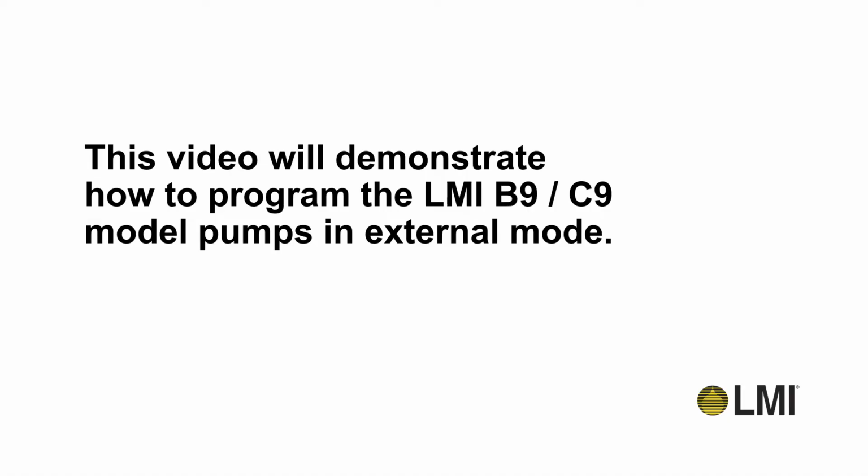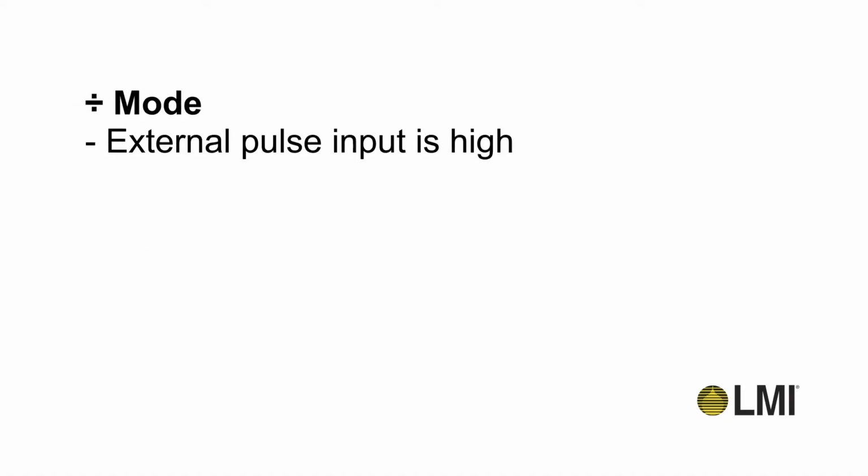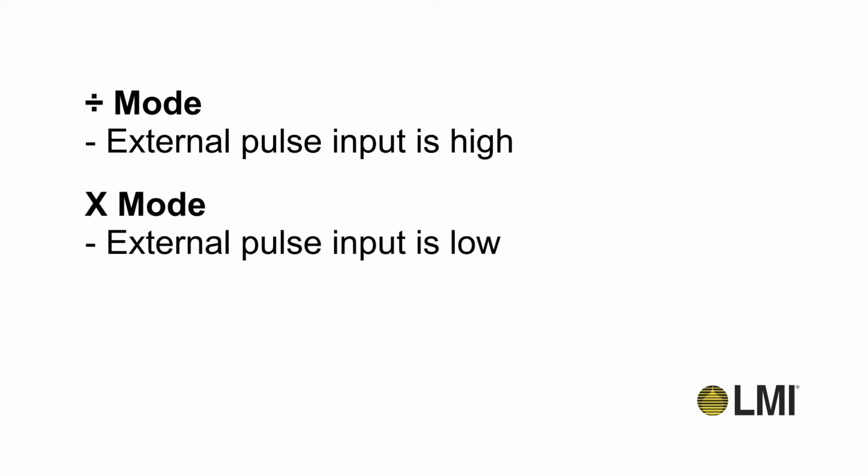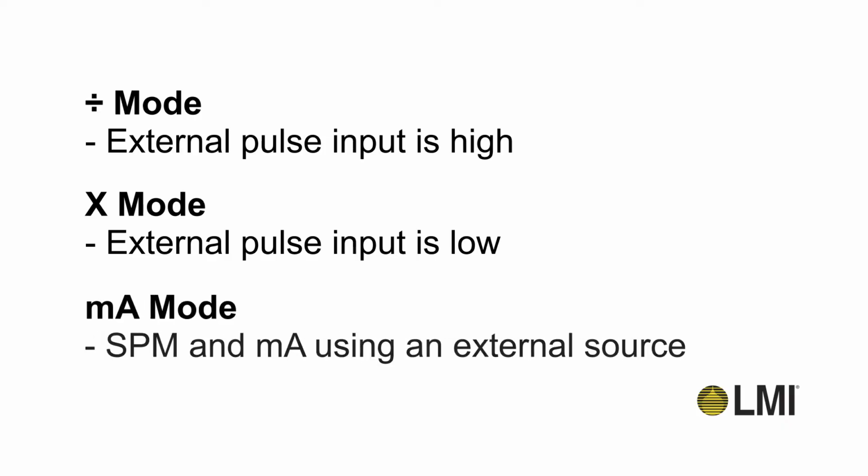External mode programming options include divide mode. Use the divide mode when the external pulse input is high. Multiply mode. Use the multiply mode when the external pulse input is low. Milliamps mode. To set the minimum and maximum strokes per minute and milliamps using an external source.